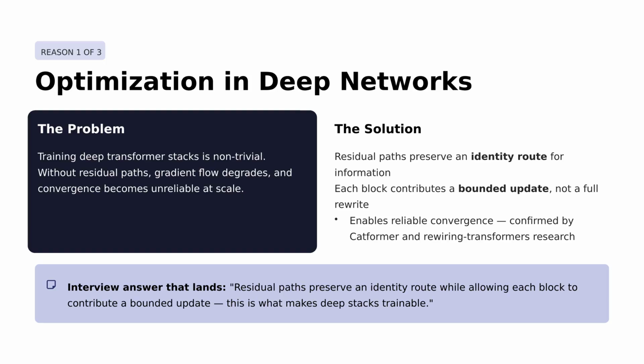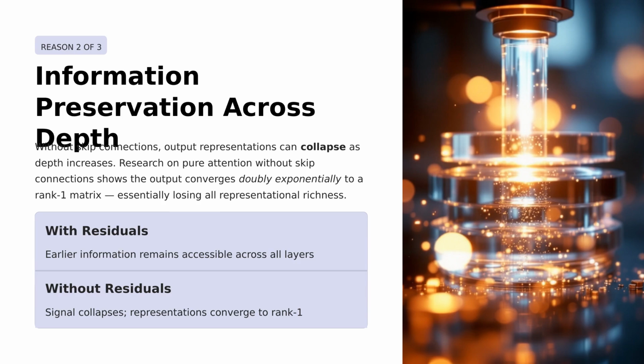Reason 1 is optimization in deep networks. Training very deep transformer stacks is hard, because without residual connections, gradients weaken and convergence becomes unreliable as models scale. Residual paths solve that by preserving an identity route for information, while each block adds a bounded update instead of rewriting everything. That's what makes deep stacks trainable in practice, and it's a point supported by work like Transformer and rewiring transformers.